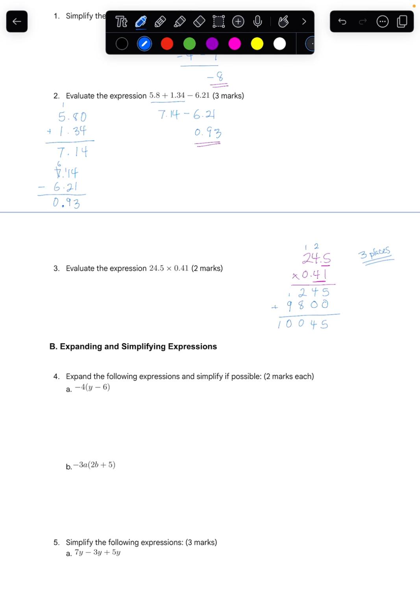So we're almost there. Our very last piece is these 3 decimal places that we counted. We need to add all 3 decimal places back into our final answer, and we'll place our decimal. So 1, 2, 3 places in. And our final answer is 10.045.